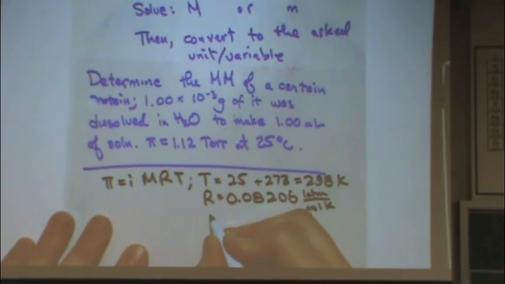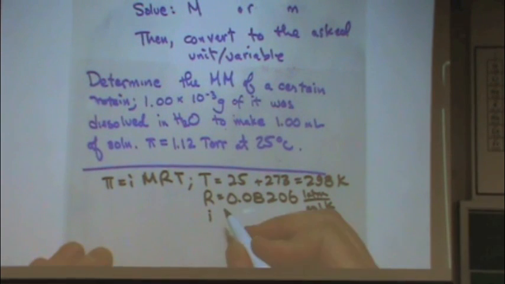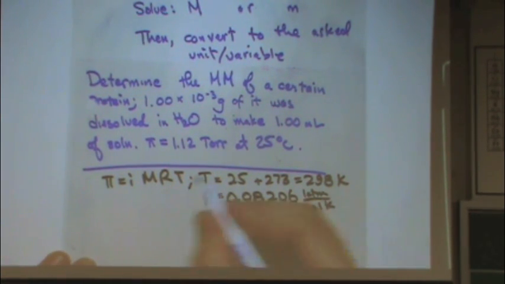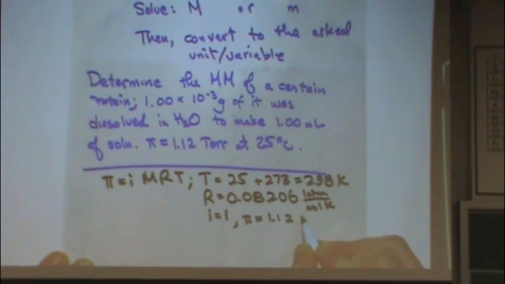Let's see. I, what do you think I is? It's going to be 1. How did you know that? That's correct. Yeah, it's a protein. Anything organic, biological, anything like that will be 1. If it's anything ionic, that means if it has a metal in it, then it probably will not be 1. You need to add up the ions. Okay, so I equals 1, and we've got pi is 1.12.